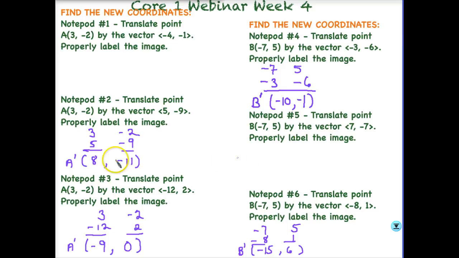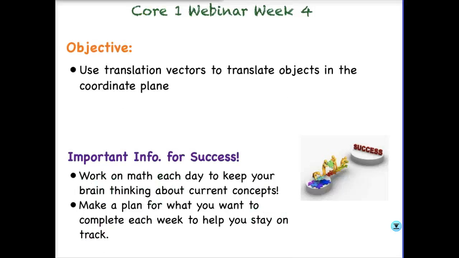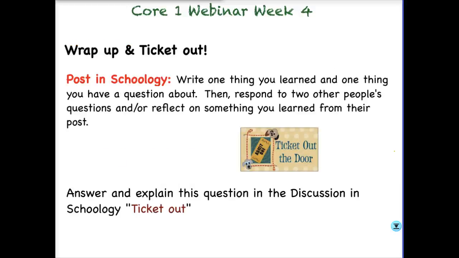Well, that then is the end of our session. So hopefully you guys, you now know how to use these translation vectors to translate objects in the coordinate plane. And then remember your ticket out.